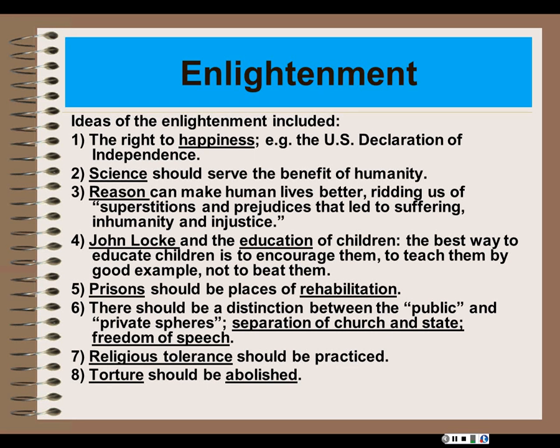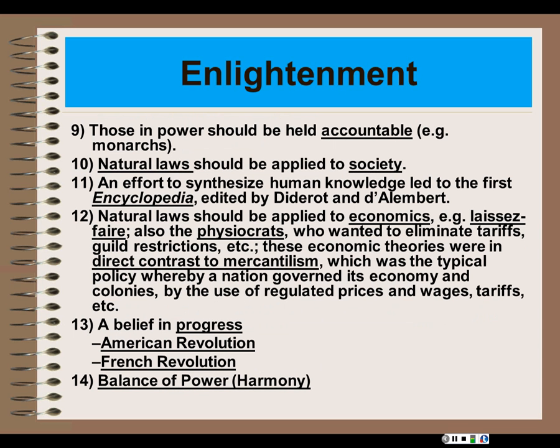That prisons should be places of rehabilitation, that there should be a distinction between the public and private spheres, a separation of church and state and freedom of speech, that religious tolerance should be practiced, that torture should be abolished, that those in power should be held accountable, that natural laws should apply to society, that all of human knowledge could be synthesized in the new encyclopedia that was brought out by Diderot and D'Alembert, that natural laws could be applied to economics, such as laissez-faire, or the economists who were physiocrats who wanted to eliminate tariffs.